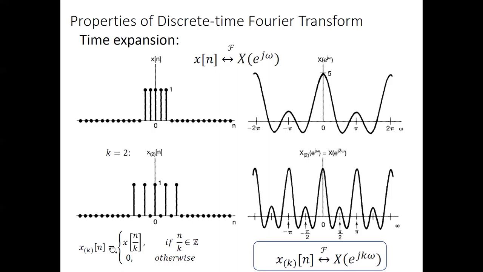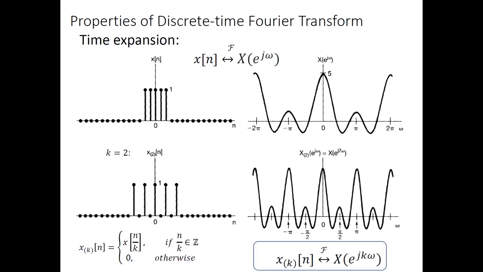And write the expression. If n divided by k is an integer, so in our case, when k equals 2, when n equals 0, n equals 2, n equals 4, n equals 6, and so on, n divided by 2 is an integer, then its expression is just x of n divided by k. You can connect it with the continuous time case. We know that in continuous time, we have x of t divided by k. It's expanding that signal by k times. And for discrete time, for the first case, the same expression, just change t to n.